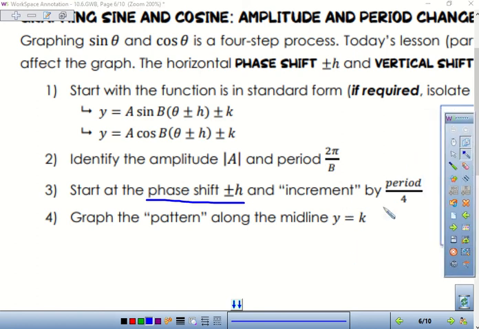And an increment by the period divided by 4. So increment is basically what's the next critical point that we're hitting on the graph. And then we're going to graph the pattern along the midline, which is equal to y equals k. So that's how you find your midline, y equals k.